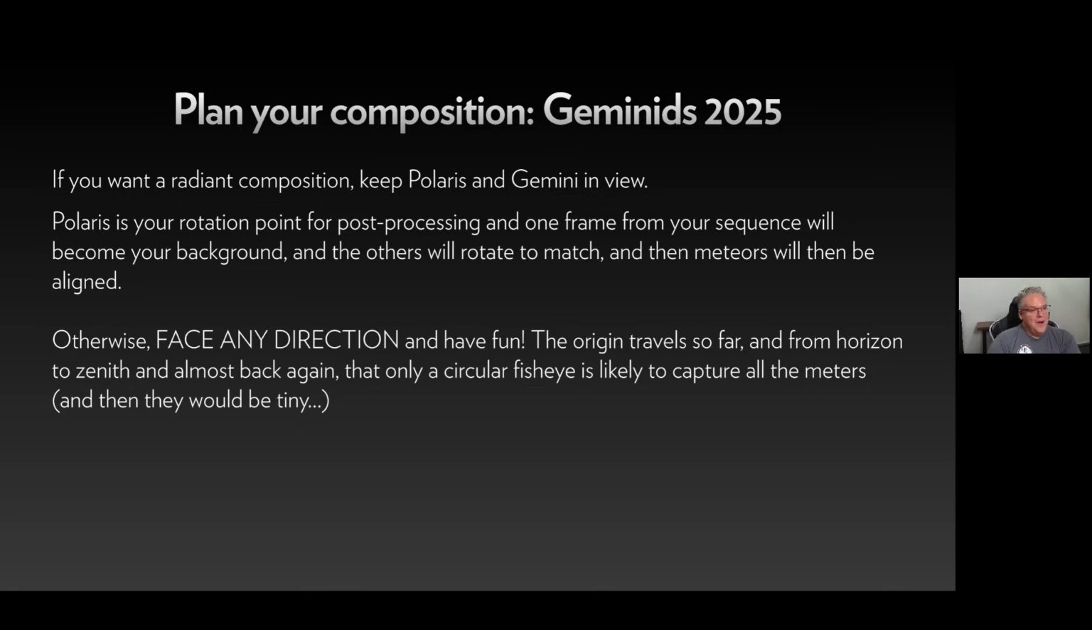So otherwise, just point your camera in any direction and have fun. Trying to build a radiant out of this is going to be hard. Or you could plan to do your radiant early on when it's lower to the horizon and then recompose and shoot in another direction with that camera. That is probably going to be a successful method, and I would recommend that rather than trying to track Gemini all the way up near the zenith.